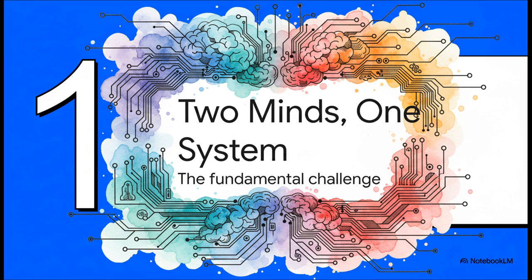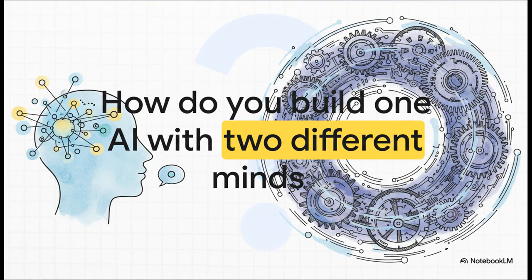The very first thing we have to understand is the core problem. The fundamental challenge that this entire system was engineered to solve. And that problem is really this. How in the world do you build a single AI that can do 2 totally different things at the same time? It needs to talk to a user, think strategically, make plans, but it also has to run these massive, complex tasks in the background without grinding everything to a halt.